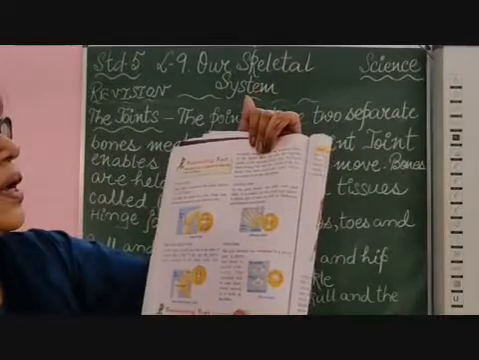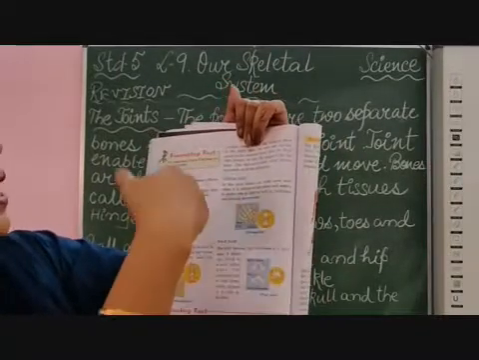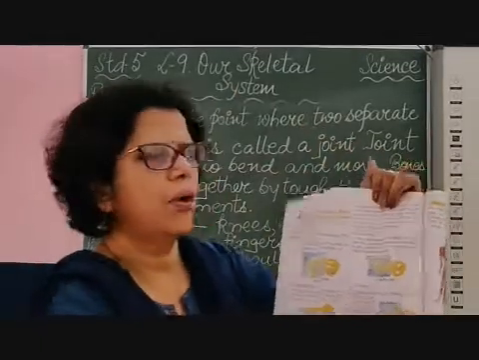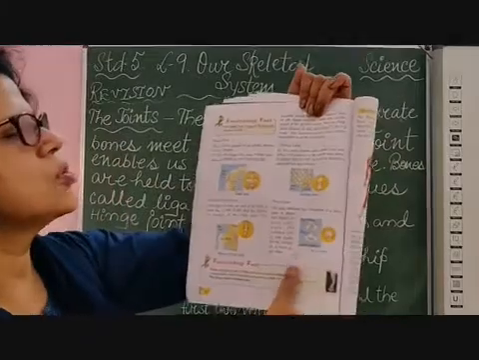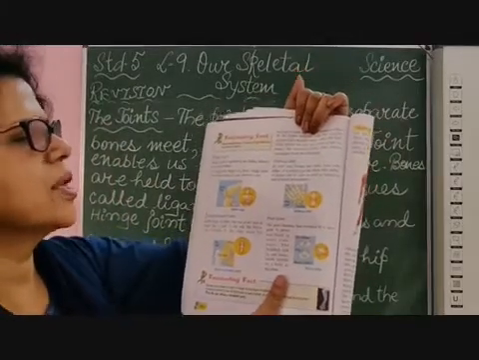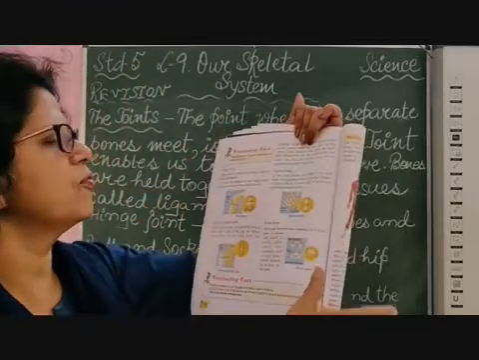And the next one is the gliding joint. As you can see, in this joint the bones can slide over one another. Our wrist, which we can glide, and our ankles also, allow side to side as well as backward and forward movement.